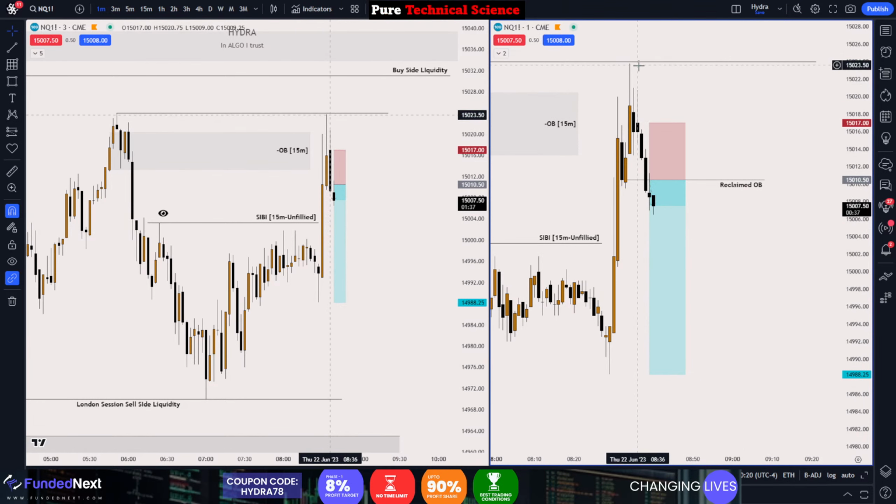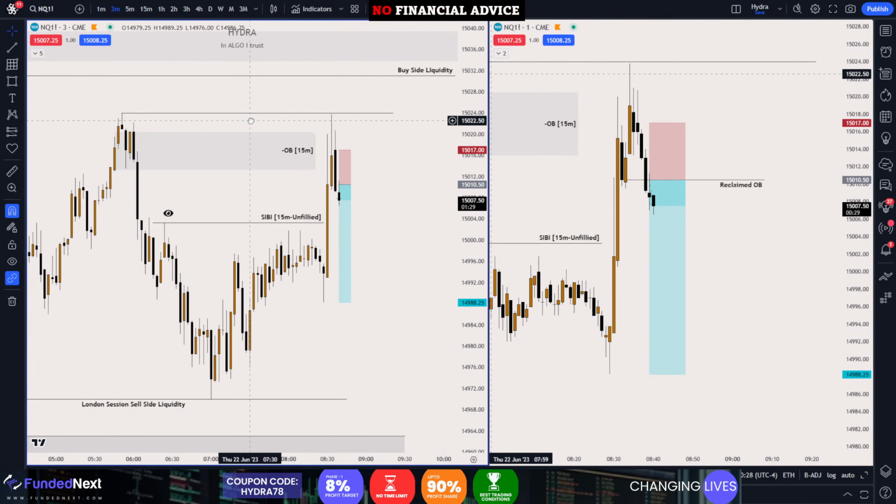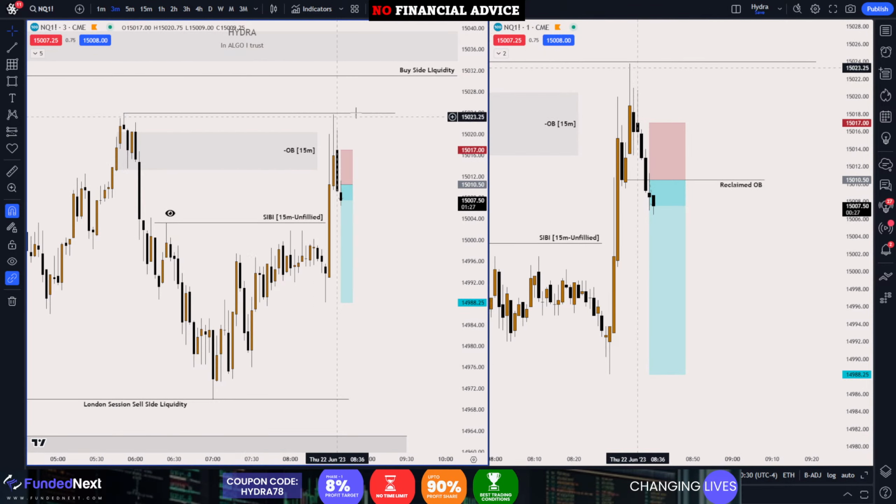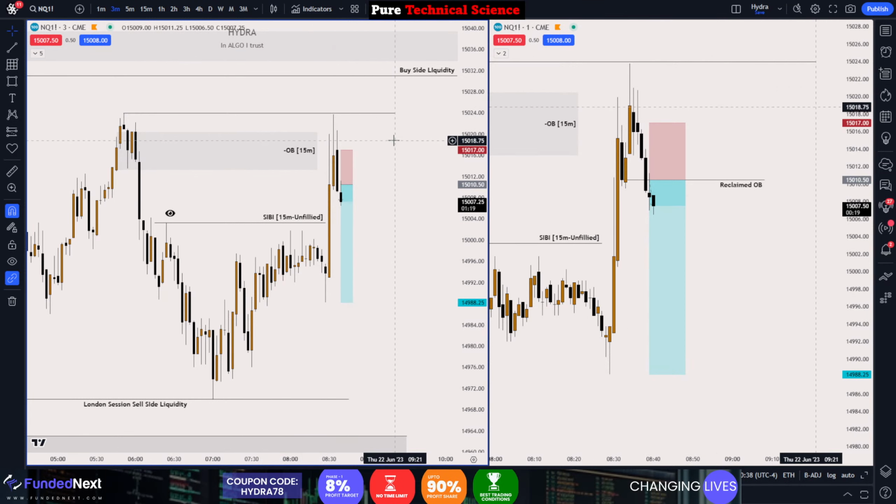There's a relative equal high here. Why am I looking for a setup that is going to be hunting sell side liquidity? That can be a very good question. Hydra, you can see relative equal high here. That's a strong level of liquidity. Then why are you not expecting to see price coming all the way up and clearing this level out?